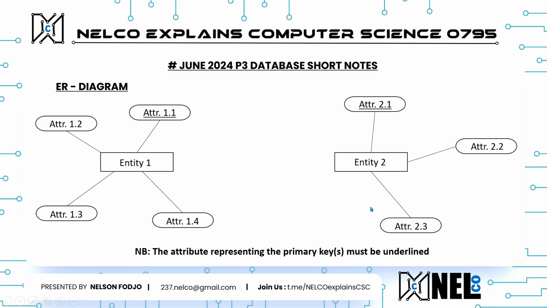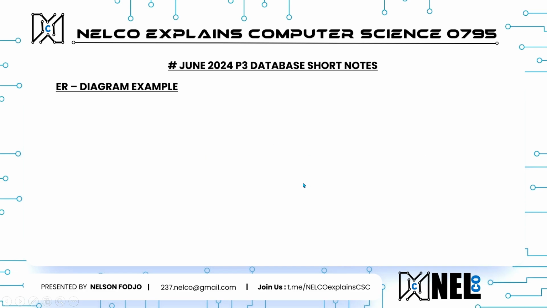So after drawing your entities and attributes, the next thing you need to do is relate them using this rhombus or kite, and put the relationship name in the rhombus. Then the cardinality between the two entities. The relationship is a one-to-many relationship. You do that. So let's look at a practical example.